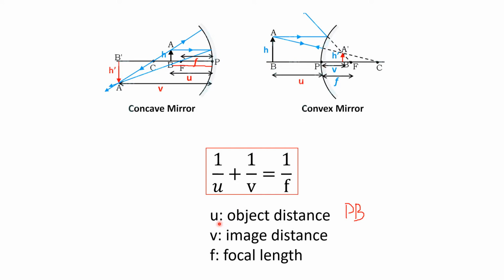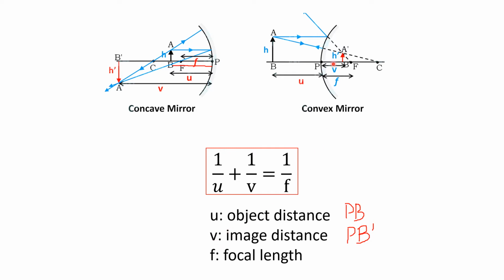Similarly, let us consider your concave mirror. In this concave mirror, AB is your object. This object AB forms the image A dash B dash. At what distance is the image formed from the pole? The image is formed at a distance PB dash, and it is denoted by small v. So small v is your image distance, which can be written as PB dash.